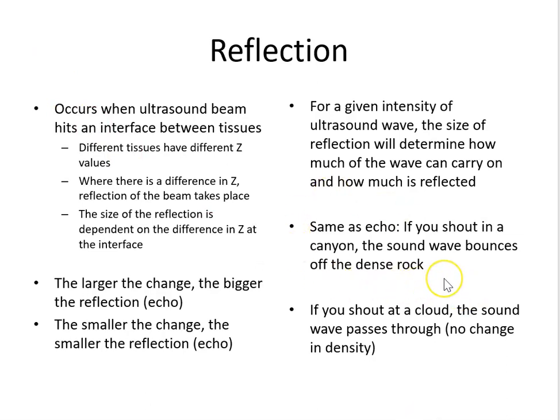And the best way to think about this is, everyone's heard an echo. If you are in a canyon and you shout, the sound waves will travel through air. They will hit the rock. The rock has a very, very high Z value, so almost all of that sound will bounce back off that rock and you'll hear it as an echo. Whereas if you shout at a cloud, which has around the same density as air, the sound will just travel straight through the cloud. Now the same sort of thing is true in the human body, it's just that the Z values are not quite as extreme as air to rock, but the same principles apply.